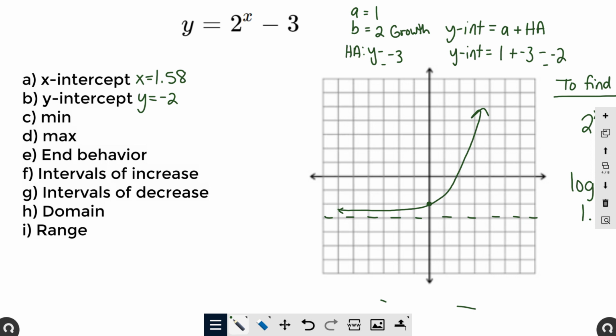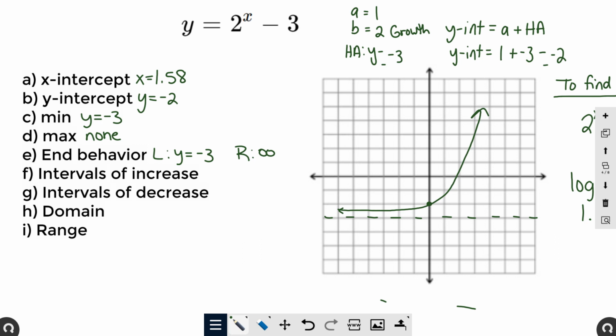Now, let's look at our graph and figure out the rest of our stuff. Where's the minimum? Y equals -3. That's where it levels off at. Where's the max? None. Remember, it doesn't have a max, so if it goes on forever, say none. Left side: y equals -3. It levels off on the left, so we say where it levels off at. On the right side, good, it goes up to infinity and beyond.